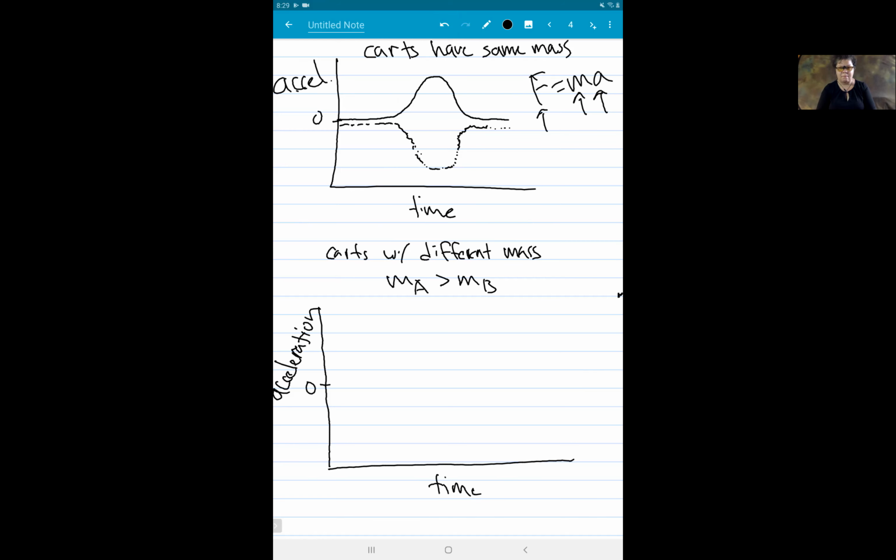If the mass of cart A is way larger than the mass of cart B, then it's kind of like a fly hitting the window of a truck. This is an exaggerated example. The fly experiences an insane amount of acceleration. The truck experiences almost nothing, right? So if the mass of cart A is larger than the mass of cart B, then if A looks like this, B will look more like that.